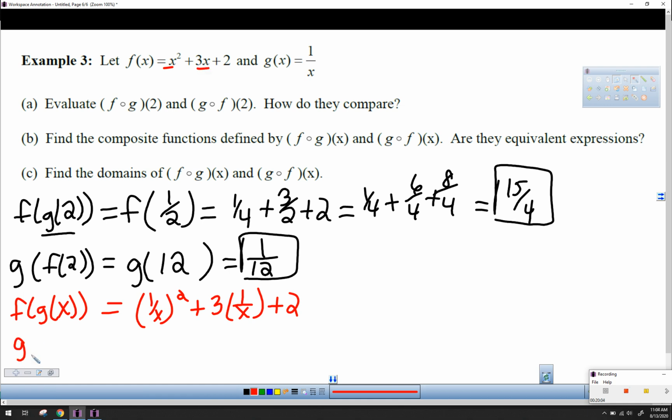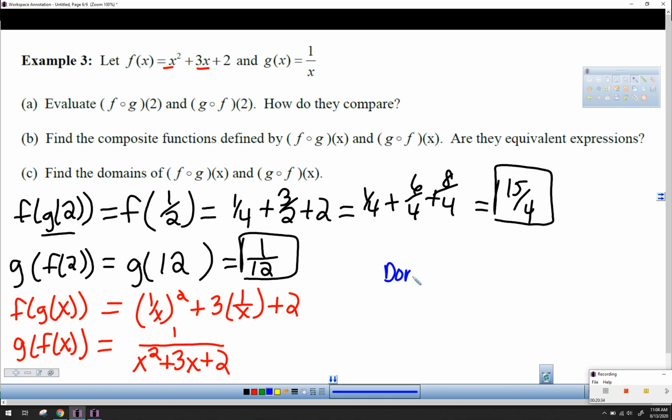And then for g of f of x, I would plug the f function into g. Well, that's even easier. I'd simply have 1 over x squared plus 3x plus 2. And so that would be my two functions. And then for part C, it says find the domains of f of g of x and g of f of x.